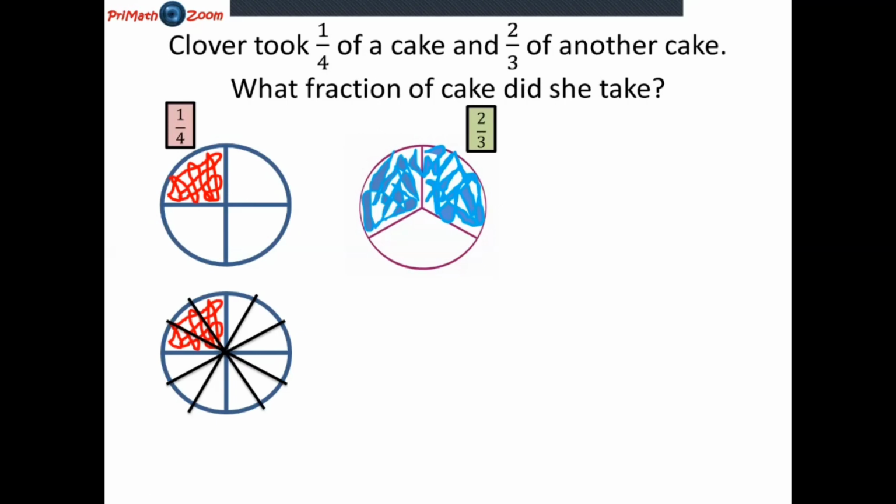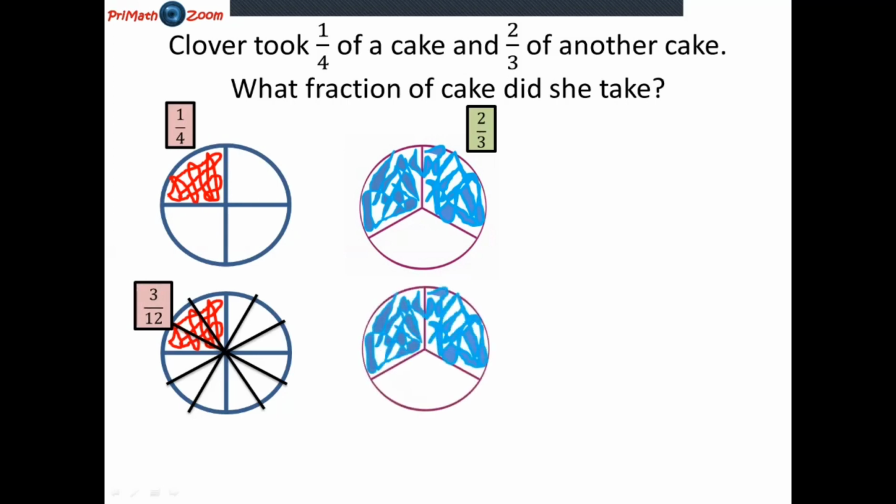And can you tell me how many parts are shaded out of the 12? 1, 2, 3. Good job. So now we have 3/12. But remember, what we have done is create an equivalent fraction to a quarter. So a quarter is equivalent to 3/12. That means they have the same value.